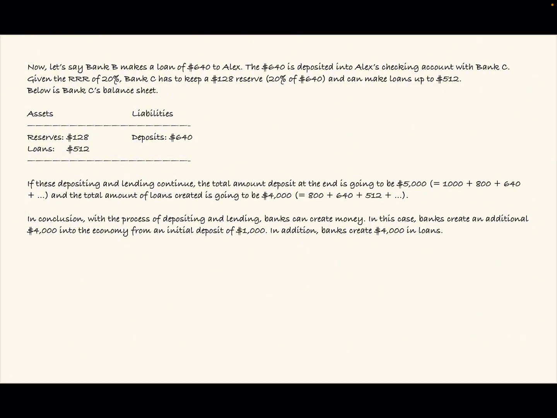If this depositing and lending continue, the total amount deposited at the end is going to be $5,000, which is $1,000 plus $800 plus $640, and so on and so forth. And the total amount of loans created is going to be $4,000, which is $800 plus $640 plus $512, and so on.